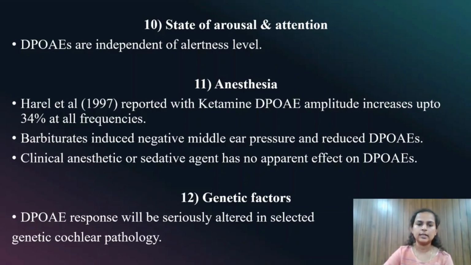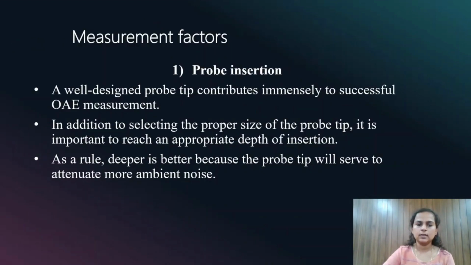Genetic factors: the DPOAE response will be seriously altered in selected genetic cochlear pathologies. Measurement factors, probe insertion: the probe tip has to be properly placed inside the ear canal. Deeper is better, and the proper size of the probe tip has to be selected.